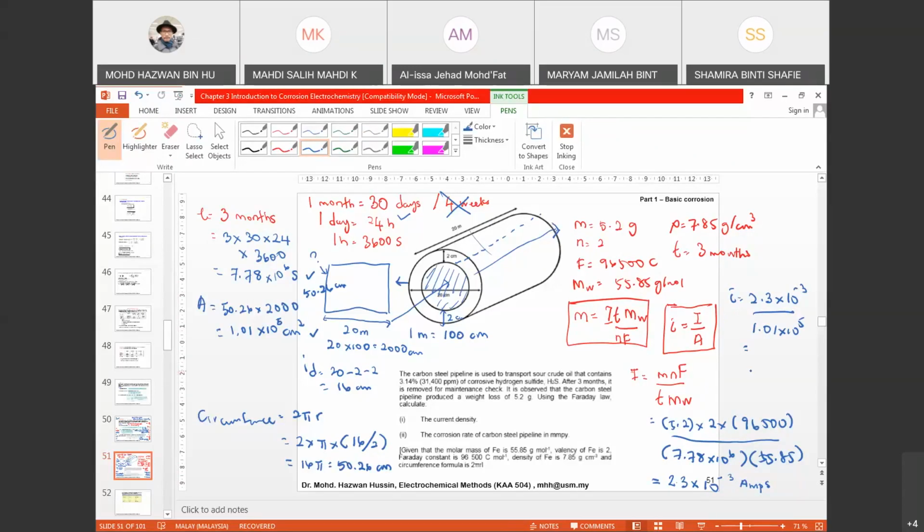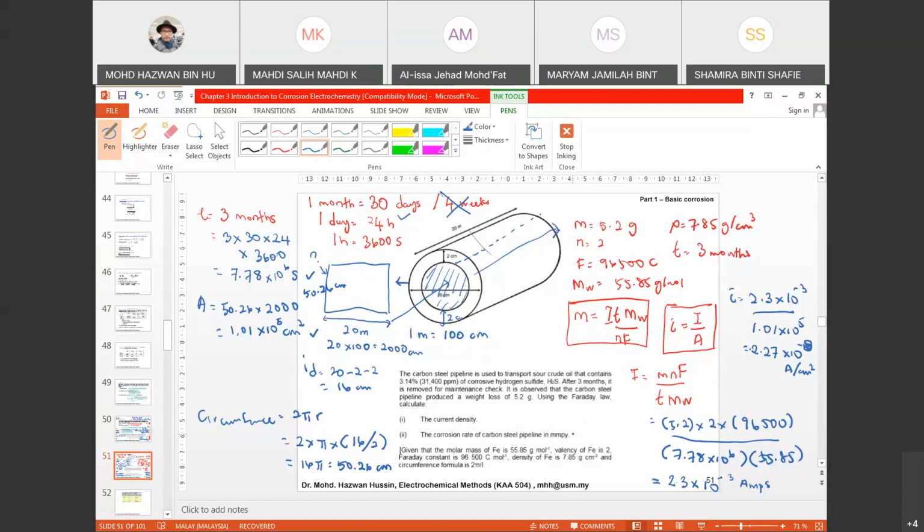Mariam, can you calculate this? What would be the answer? 2.277 times 10 to the power of negative 8. Everyone got the same answer? Yes, same answer, Doctor. Okay, very good.